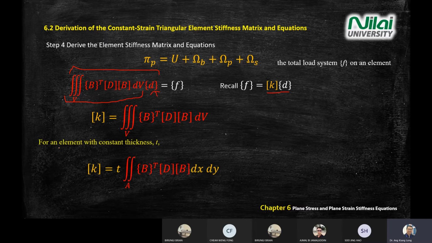So if an element has a constant thickness t, then we can take out one of the integrations, replace it with thickness, and then the remaining one is your area, because thickness times area, you get volume. Then how do you get the area? You just need to consider your dy and dx. So this is your z. This is your dz. In this case, we have a constant thickness of t, so you just replace your dz dimension with t.